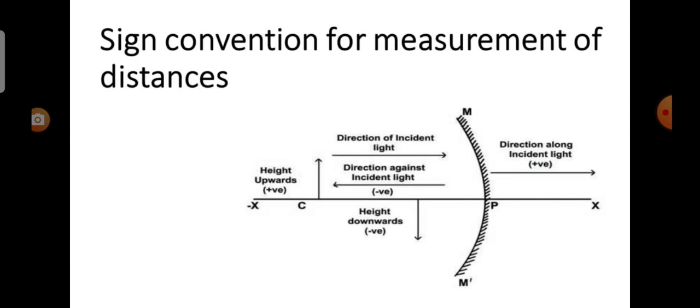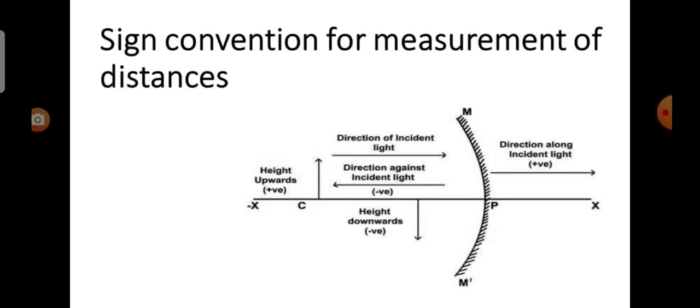Now we see the sign convention for the measurement of distances. We follow a set of sign conventions that is called the Cartesian sign convention to measure the distance in a ray diagram. In this convention, the pole of the mirror is taken as origin. The principal axis is taken as the x-axis of the coordinate system. Here the object is always placed on the left side of the mirror. All distances are measured from the pole of the mirror.